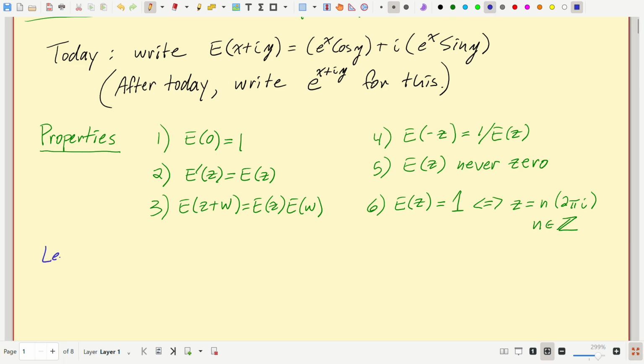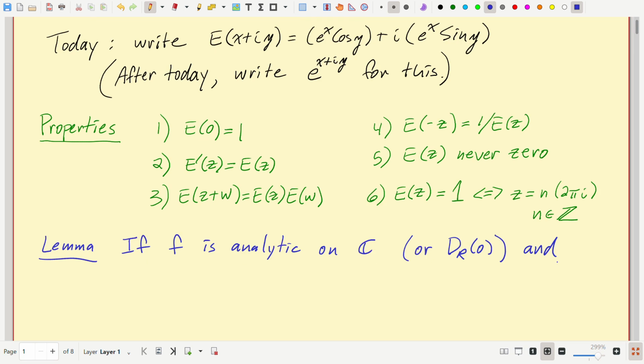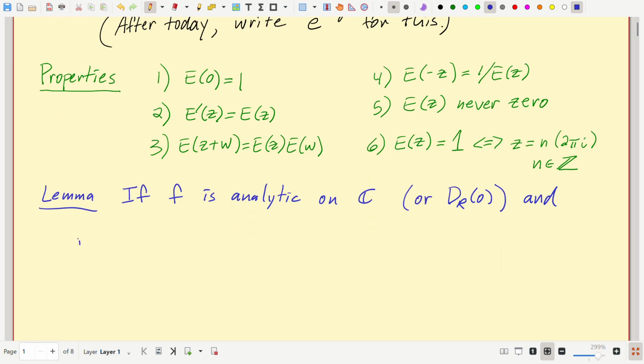So a little lemma is going to come in handy today. If f is analytic on C, or a disk if you want, it works on a disk too, but I might as well assume it's analytic on the whole complex plane, and it satisfies this differential property that f prime of z is equal to a constant times f of z. Then there's only one thing f could be.